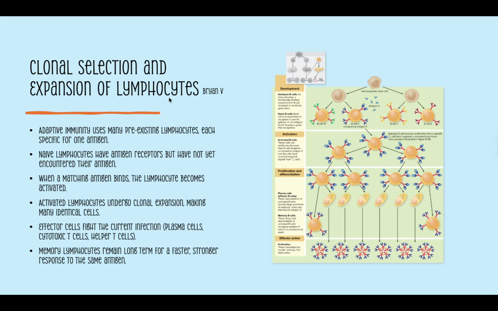The process applies to both B cells and T cells. B cells use B cell receptors, while T cells use T cell receptors. Effector cells include plasma cells that produce antibodies and cytotoxic T cells.